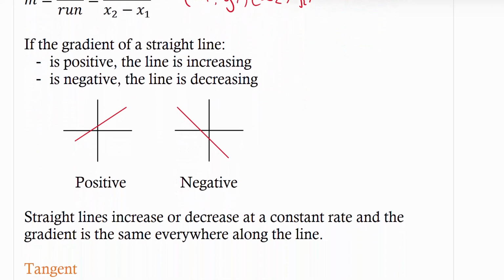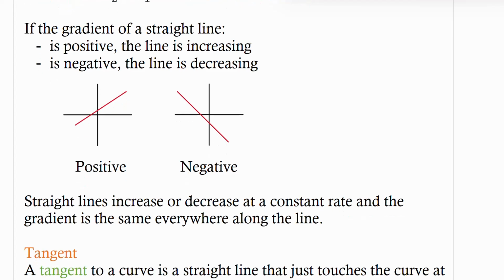Now, if you have the gradient of a straight line, there's two things it can be. It can be positive, where the line is increasing, going up from bottom left to top right, or negative, where the line is decreasing from top left to bottom right. So positive and negative gradients. Straight lines increase at a constant rate, so the gradient's always the same everywhere along the line. When you start to talk about curves, the gradients change depending on what part of the curve you're looking at.